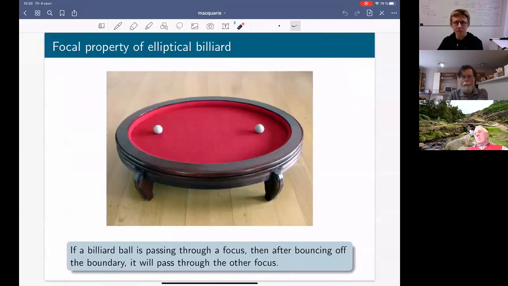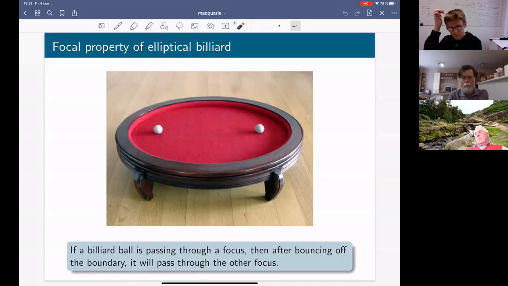Okay, so in an elliptical billiard, we have a boundary which is a second order curve, an ellipse, because we want the billiard domain to be compact. And there is a famous focal property of the elliptical billiard, which says that if a billiard ball passes through a focus, then after bouncing off the boundary, it will pass through the other focus. In this illustration, we have two billiard balls placed in the foci of that ellipse. That means that if you hit one of them in any direction, after bouncing off the boundary, it will necessarily hit the other ball.